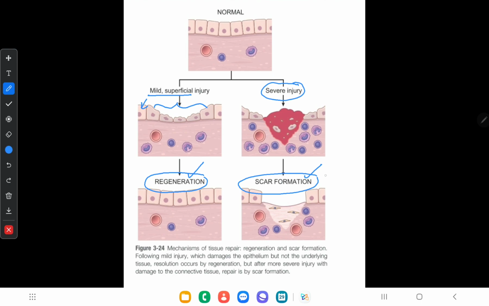Scar formation is also sometimes called fibrosis. Actually, this name fibrosis is given for the extensive deposition of collagen that occurs in the lung, liver, kidney, and other organs as a consequence of chronic inflammation. If this fibrosis occurs in a tissue space, we call it organization.